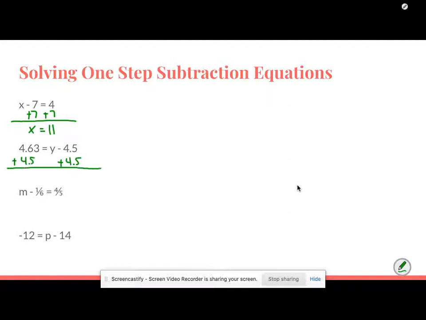I like to show what I'm doing to cancel the pieces out, because when two-step equations, what we're going to do later, come into effect, it's a lot easier to set yourself up for success by doing these simple steps. So y equals 9 and 13/100ths. Adding some fractions.